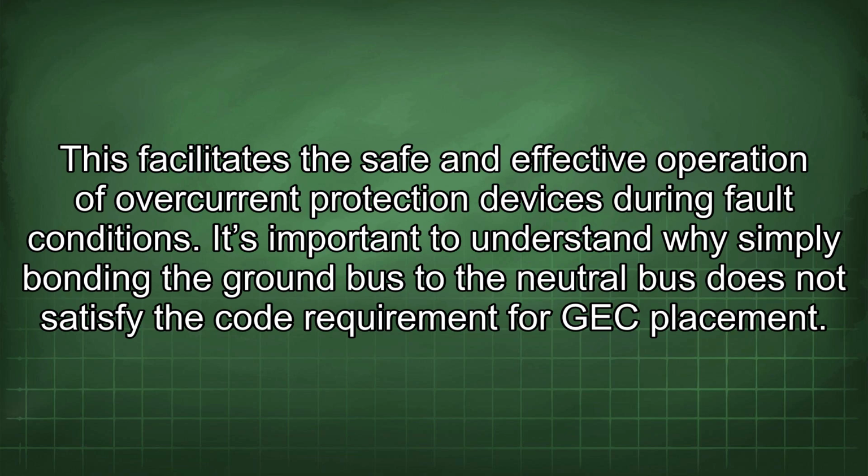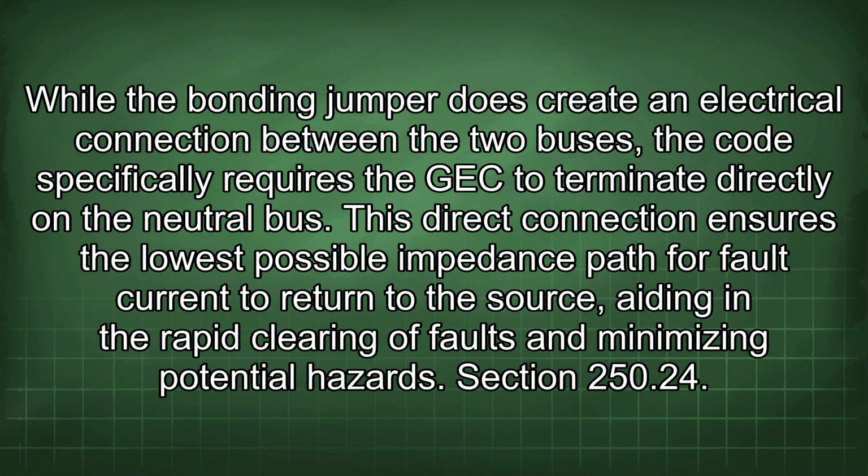It's important to understand why simply bonding the ground bus to the neutral bus does not satisfy the code requirement for GEC placement. While the bonding jumper does create an electrical connection between the two buses, the code specifically requires the GEC to terminate directly on the neutral bus. This direct connection ensures the lowest possible impedance path for fault current to return to the source, aiding in the rapid clearing of faults and minimizing potential hazards.